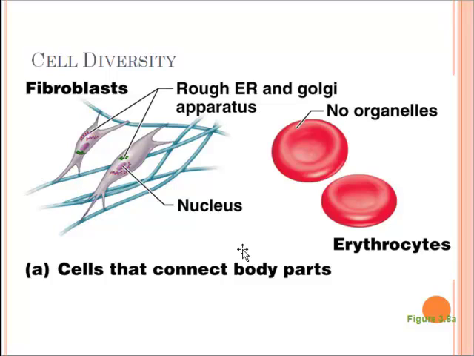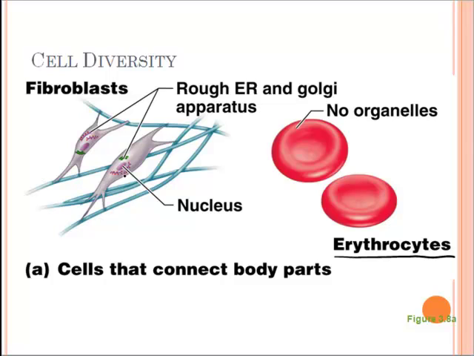Notice here we have some different shaped cells. We have red blood cells. Red blood cells, that I mentioned before, don't have a nucleus. They basically have no organelles. They're a specialized cell, and erythrocyte is the scientific or biological name for a red blood cell. They have no organelles because of their specific function. They don't need any of those organelles in order to function.